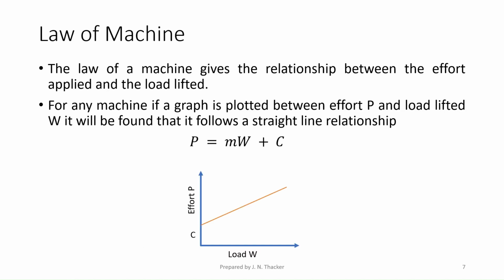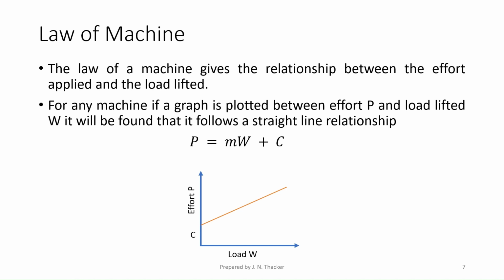Next is the law of machine. The law of a machine gives the relationship between the effort applied and the load lifted. Which means the relation between P and W is the law of machine. For any machine, if a graph is plotted between effort P and load lifted W, it will be found that it follows a straight line relationship. So there is a simple graph here.